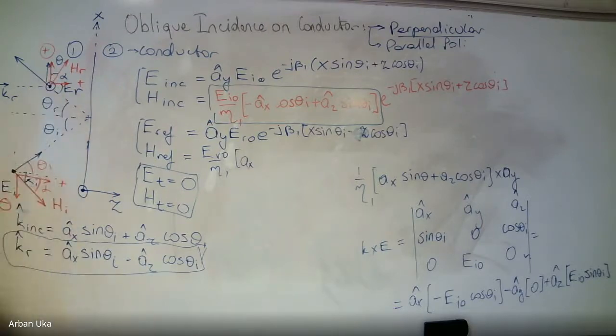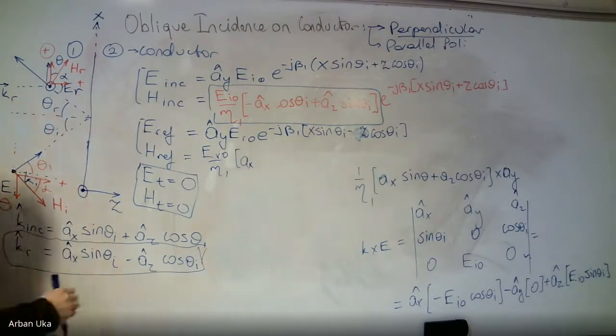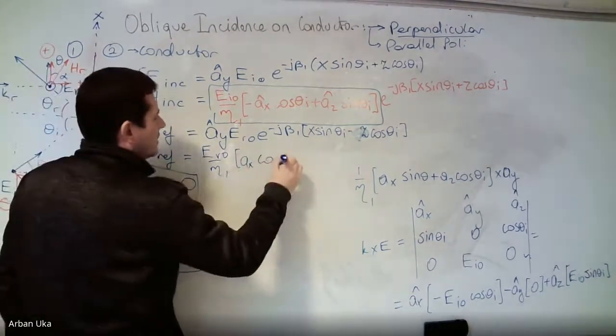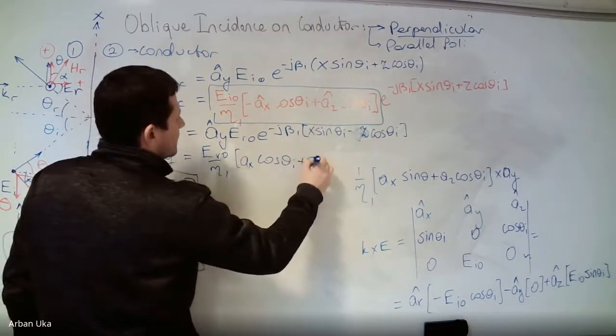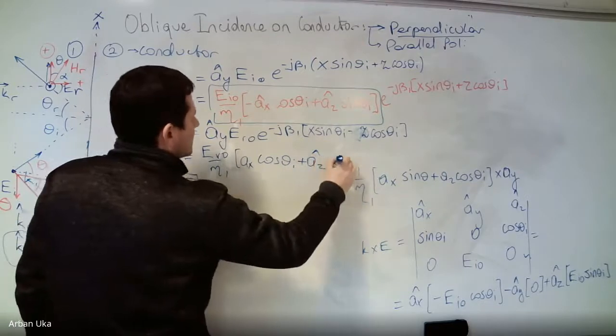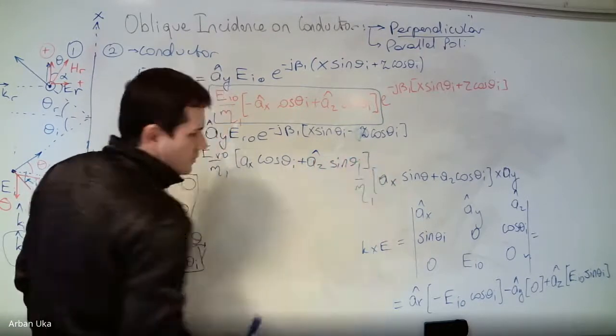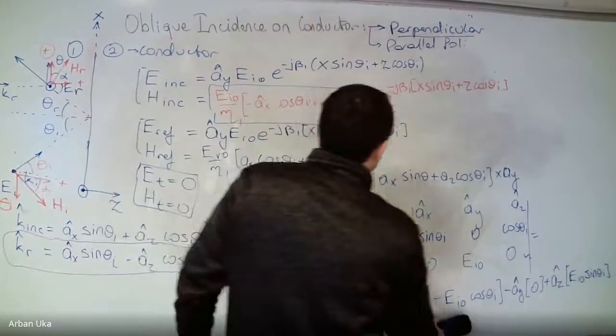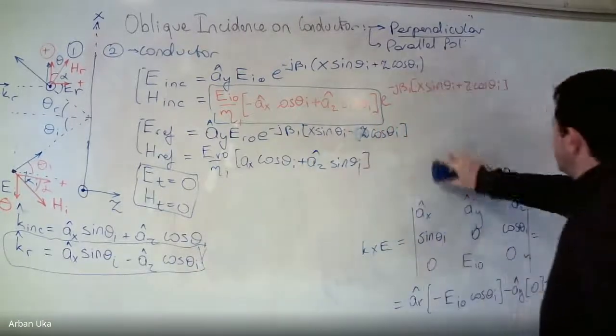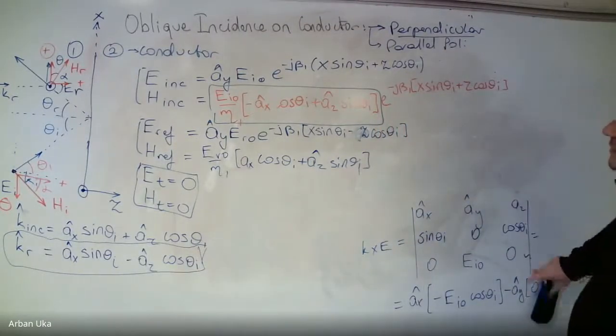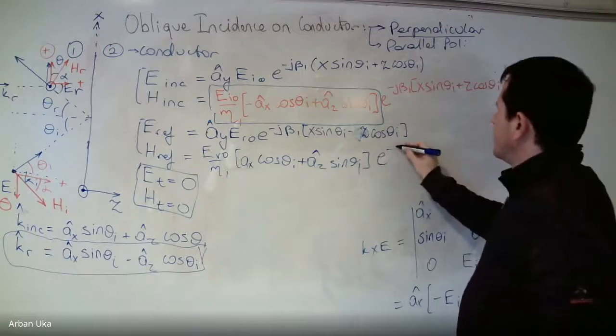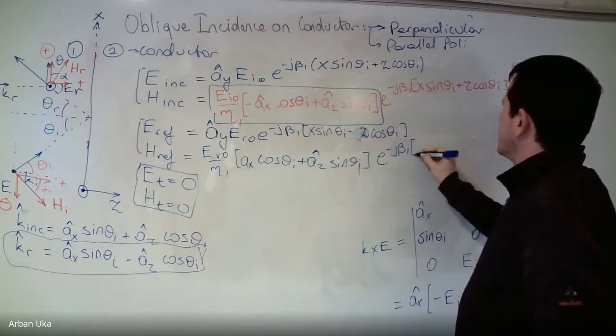So this is AX times HR times cosine theta. Yes, we did cosine theta here: cosine theta I plus AZ sine theta I. So we could double check this one, but most probably this is correct. And then we have e to the power minus j beta 1.